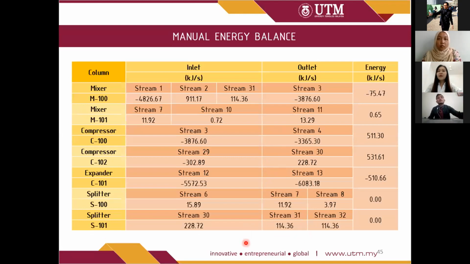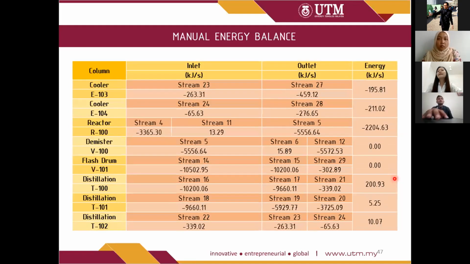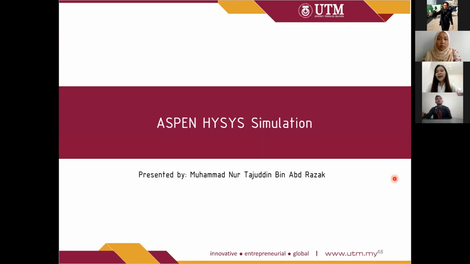This is a summary of the energy value for each column. The positive value in the energy balance column indicates heat absorbed, while the negative value means heat released. So next. This is a summary also. Next. Okay. Next.